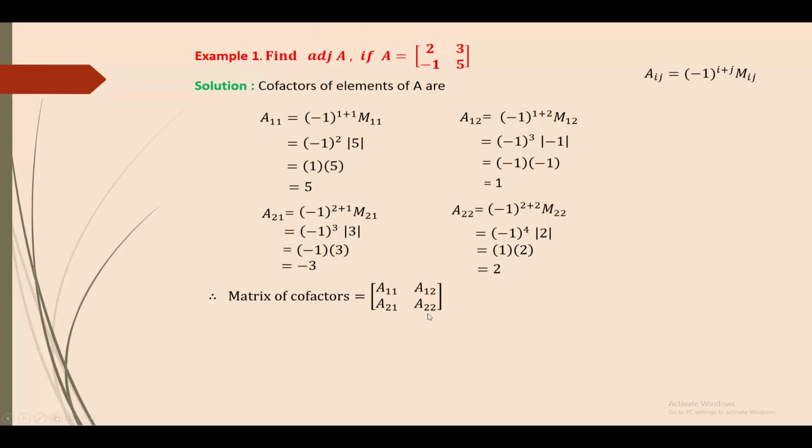Therefore the cofactor matrix, A11 A12 A21 A22, is equal to: first row is 5 1 and second row is minus 3 2. Therefore adjoint A is equal to the transpose of this matrix, interchanging rows into columns. The first row 5 1 becomes the first column, and the second row minus 3 2 becomes the second column. This is the adjoint of the given matrix A.